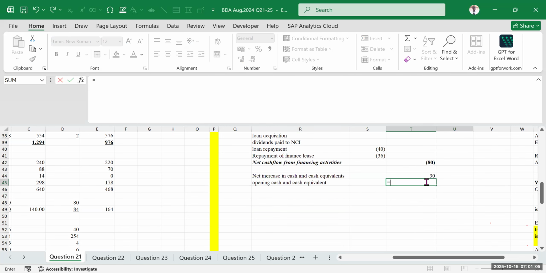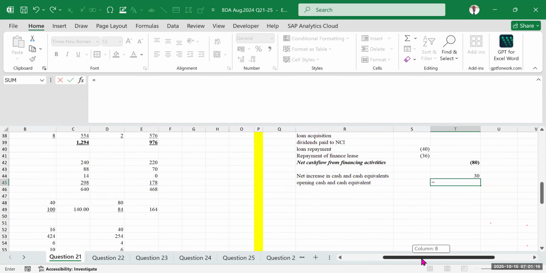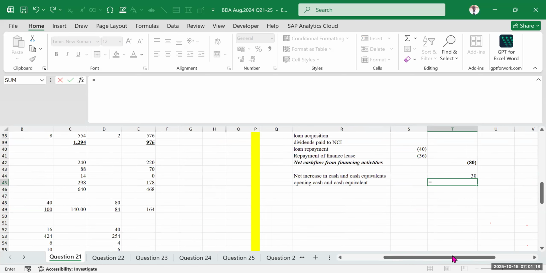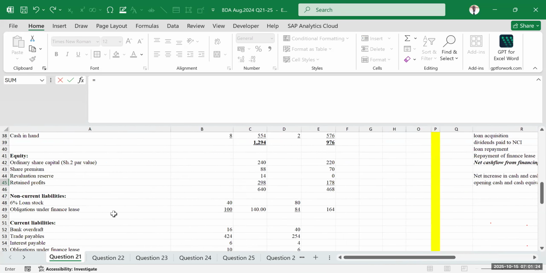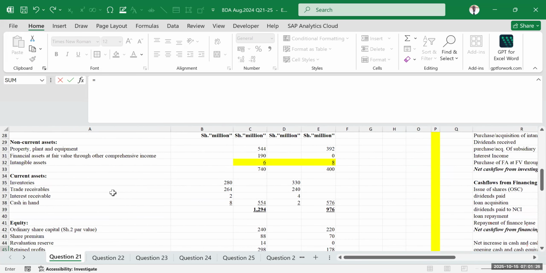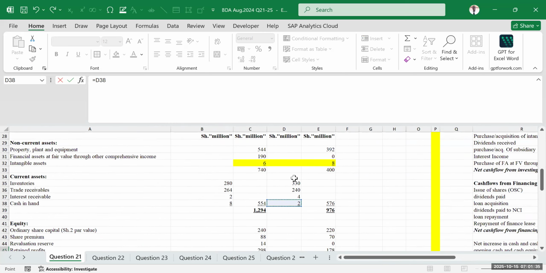What was the opening cash and cash equivalent? Where do we get that from? We get that from the statement of financial position. So let's go to the statement of financial position. I normally just finish this directly. There are those teachers who normally decide to have a reconciliation, but I normally see reconciliation as a repetition of what we already have. So what I normally do, just go to the statement of financial position, pick the cash in hand from the opening. Where is the opening? The opening is this one here, 2022.